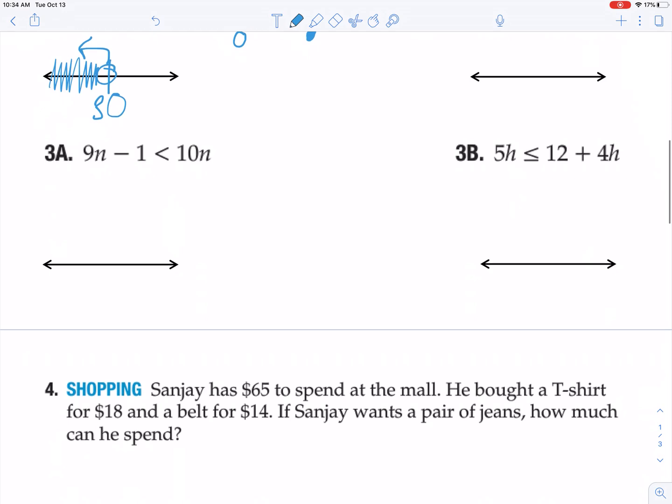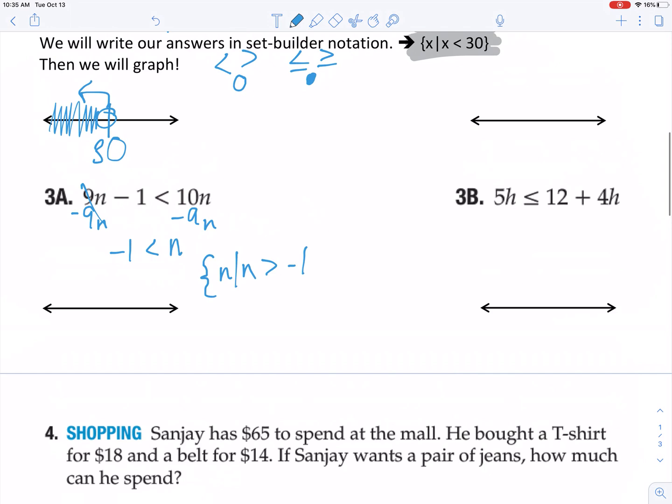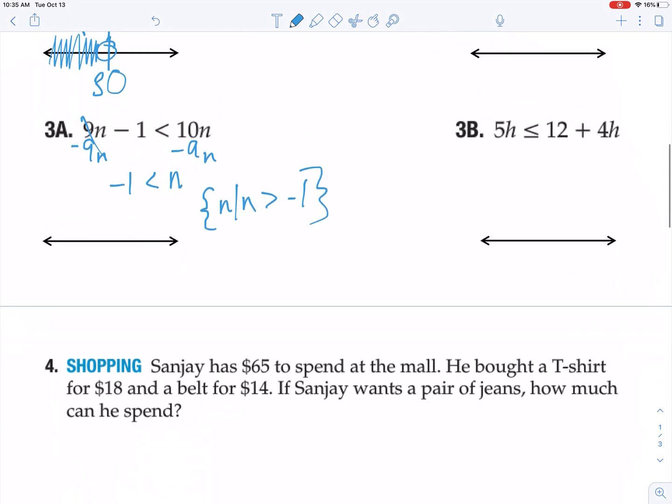So if you find yourself with an example like 3a, move the variable that isn't already halfway by itself. So like this, 10n is more by itself than the 9n because the 9n had a minus 1. So negative 1 is less than n. If I flip that and put it in set builder notation, that's going to be n is greater than negative 1.